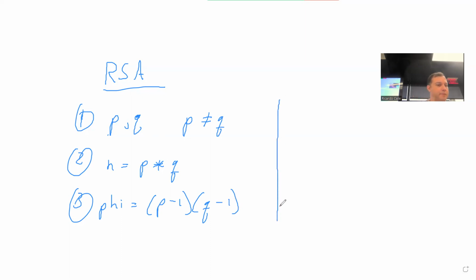When we do this, then we have to select an E, 1 less than E less than phi, such that the GCD of E and phi is 1. Today we're going to look at this one, the GCD. I introduced this concept last week. We're going to do just a few examples of how it would work. But this is not practical to do by hand either, so I'm just going to show you how it works. And as you know, we solve this with a function.